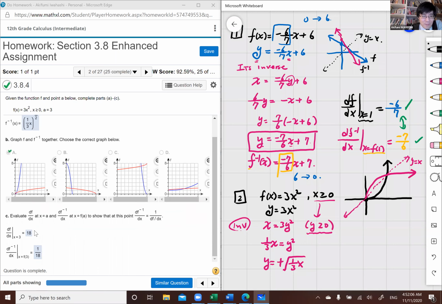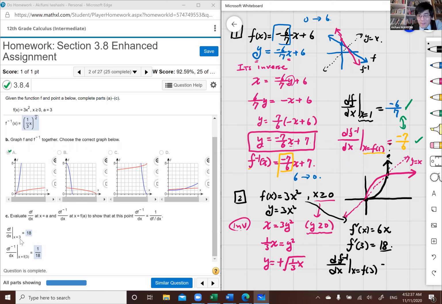Okay, now the second part is to find the slope at x equals 3. So let's differentiate the original function, which will be 6x. To find the slope at x equals 3, you get 6 times 3, which is 18. So the slope at this point is 18. Now you are asked to find the derivative of the inverse at x equals f of 3.